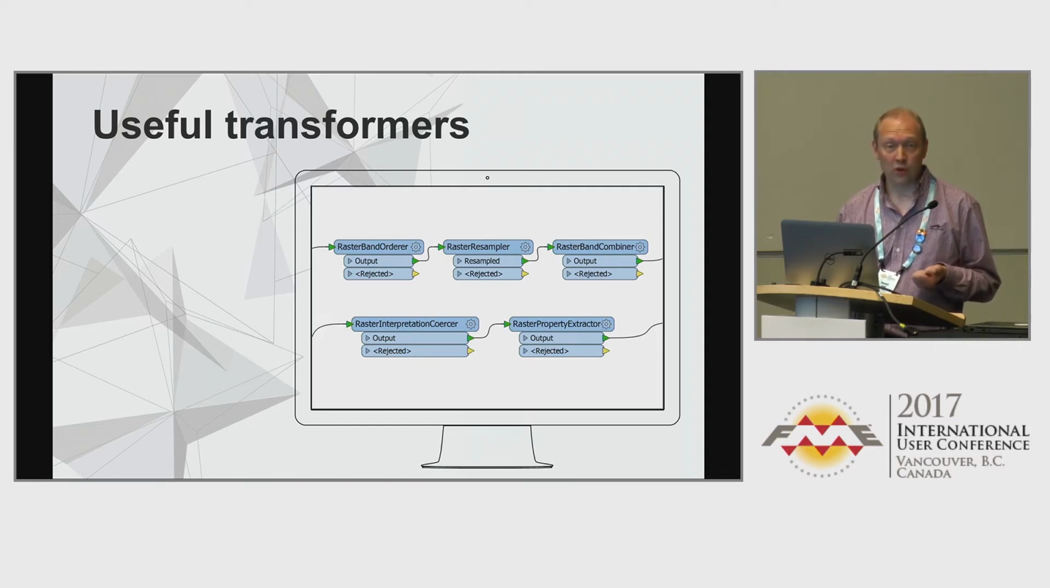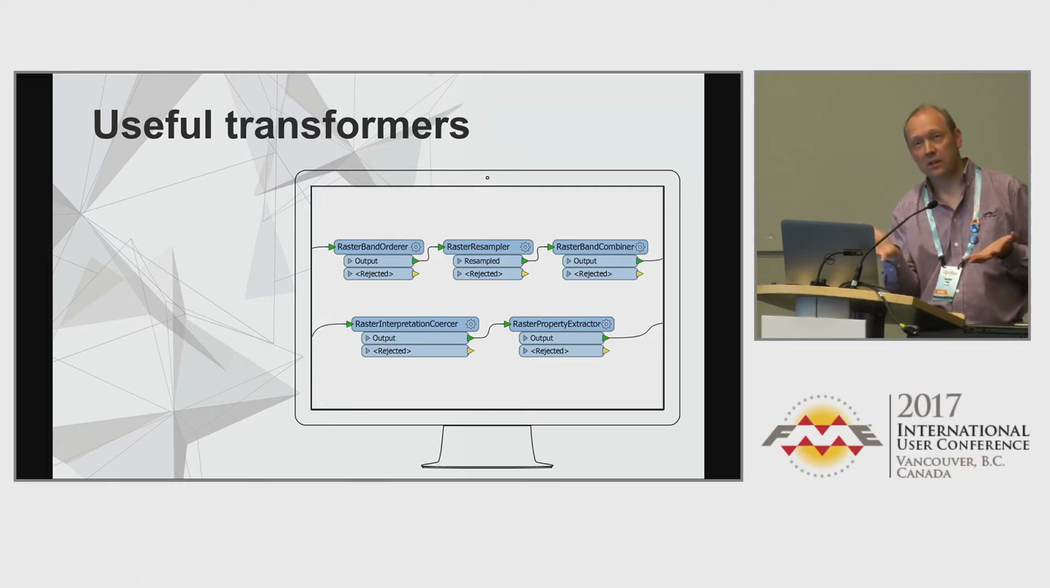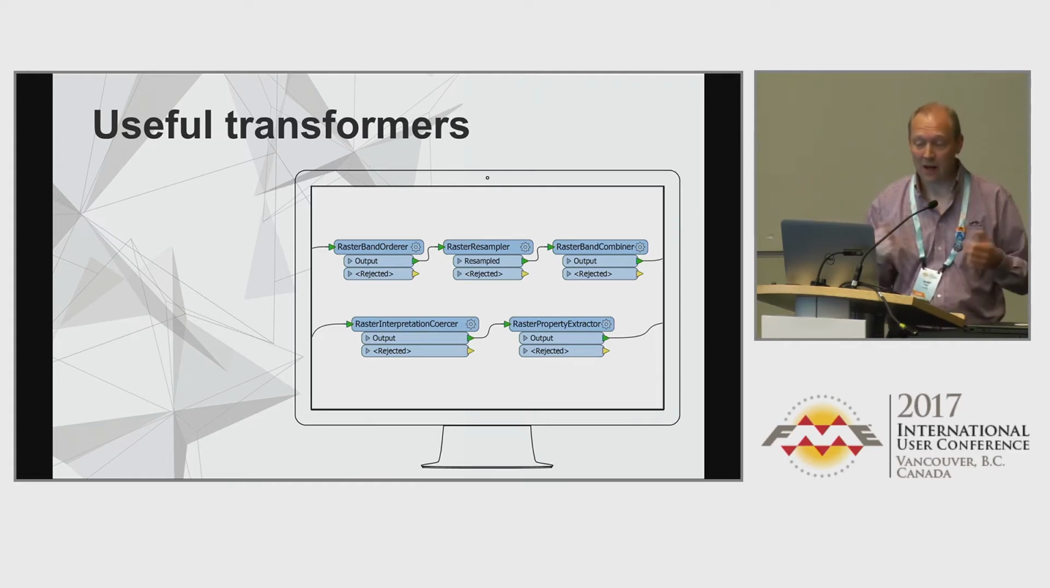RasterInterpretationCoercer. For example, Sentinel delivers their files with interpretation gray 16. Technically, they have the same values as, for example, red or blue, but FME thinks that they're gray, and you won't see them as color bands. So with the raster interpretation coercer, you can change basically anything to anything wherever that makes sense.